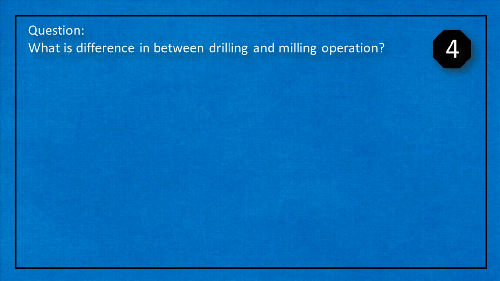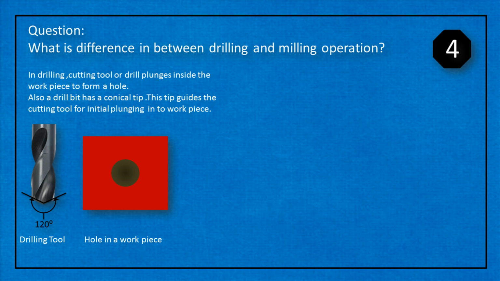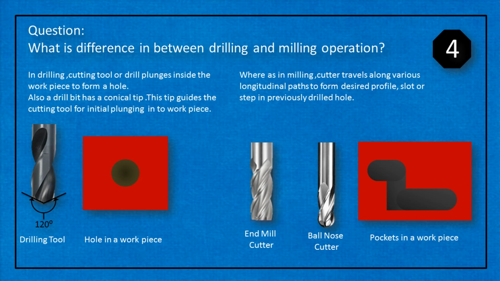Question: what is the difference between drilling and milling operation? In drilling, the cutting tool or drill plunges inside the workpiece to form a hole. Also, a drill bit has a conical tip. This tip guides the cutting tool for initial plunging into the workpiece. Whereas in milling, the cutter travels along various longitudinal paths to form the desired profile, slot or step in a previously drilled hole.